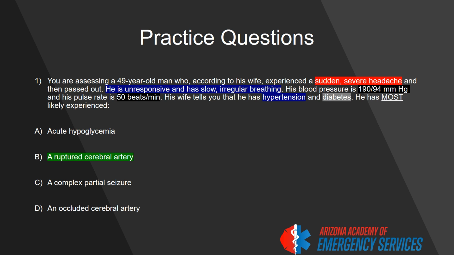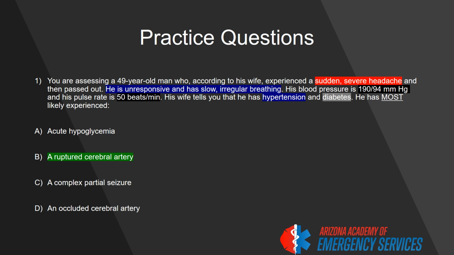Now this question again is asking you what's going on with the patient, but if it were to ask you, how would you initially manage this patient, the answer would be, I need to ventilate this patient with a BVM and high flow oxygen. So that's why I marked that as primary information.